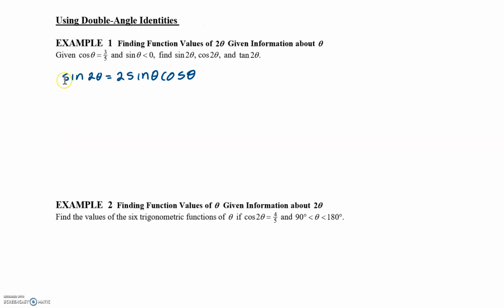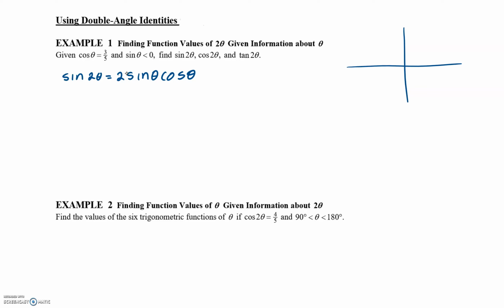The identity for sine of 2 theta is 2 sine of theta cosine of theta. We already know cosine of theta, so all we need to do is find the sine of theta. There are several ways of finding sine of theta. You can use identities, like the Pythagorean identity, for example, or you could make a picture. I'm going to go ahead and just make a picture.